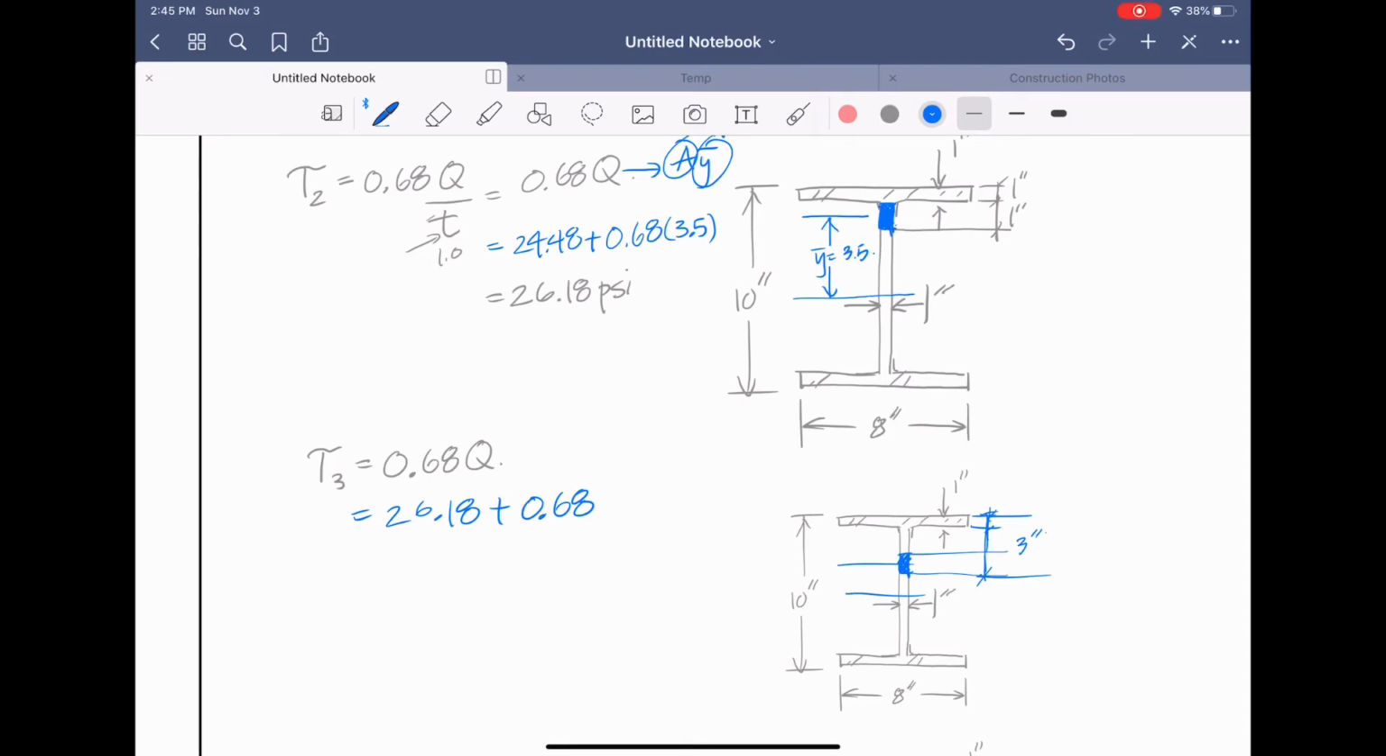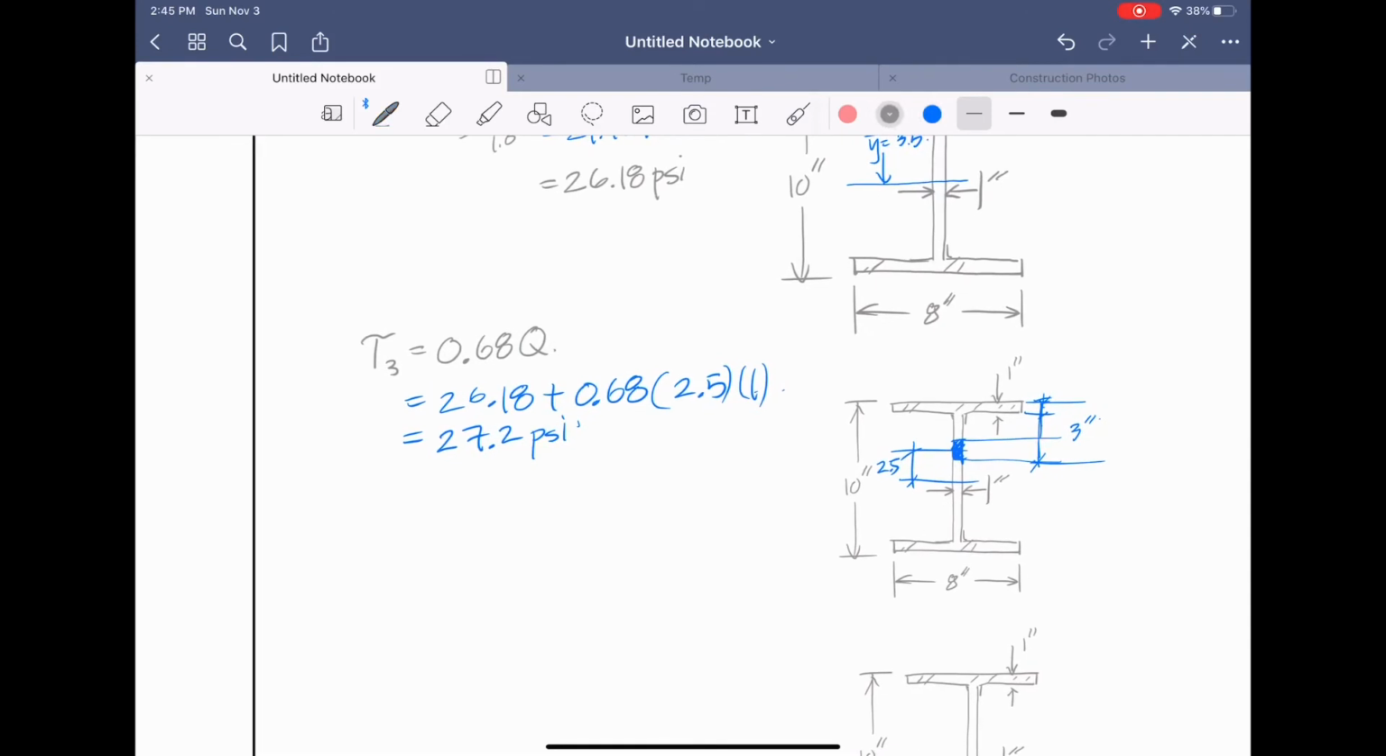We have the center line. What is the Y bar? The Y bar is 2.5. Multiply by 2.5. I'm just going to put 1 in there, just in case it bothers you. And so we have tau 3 is equal to 26, let's see, 27.2 psi.